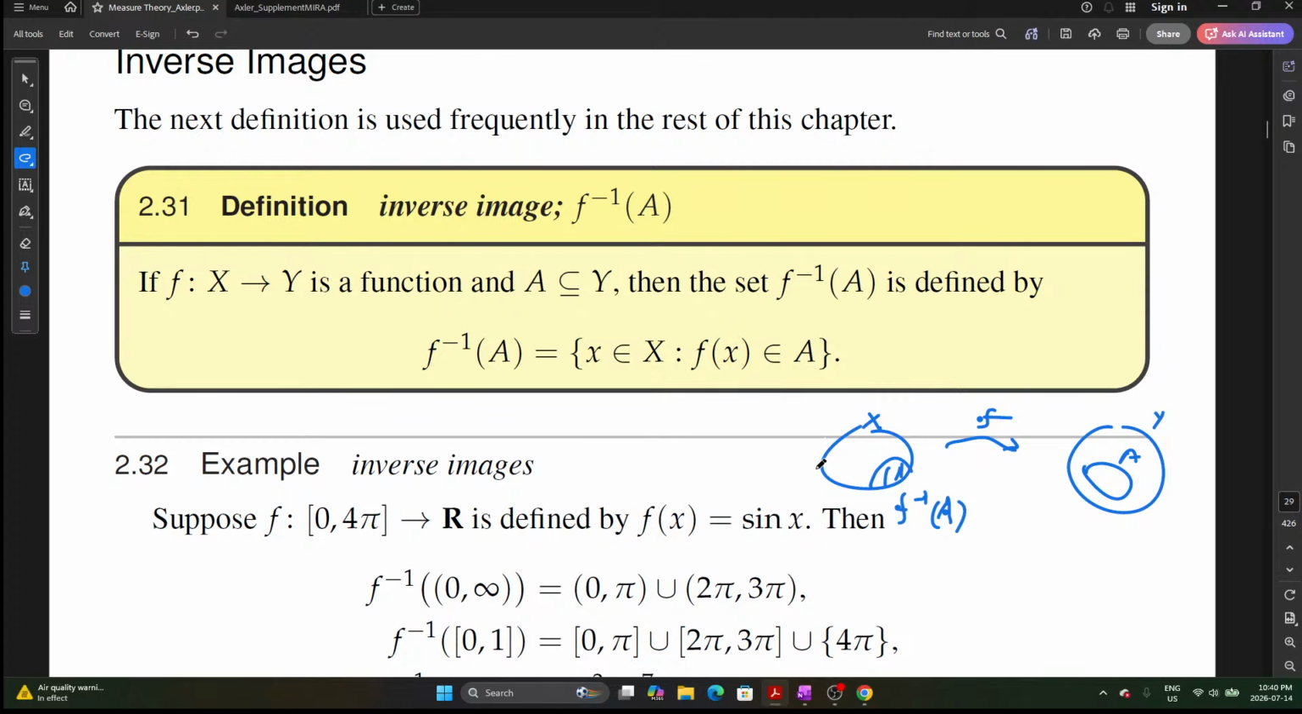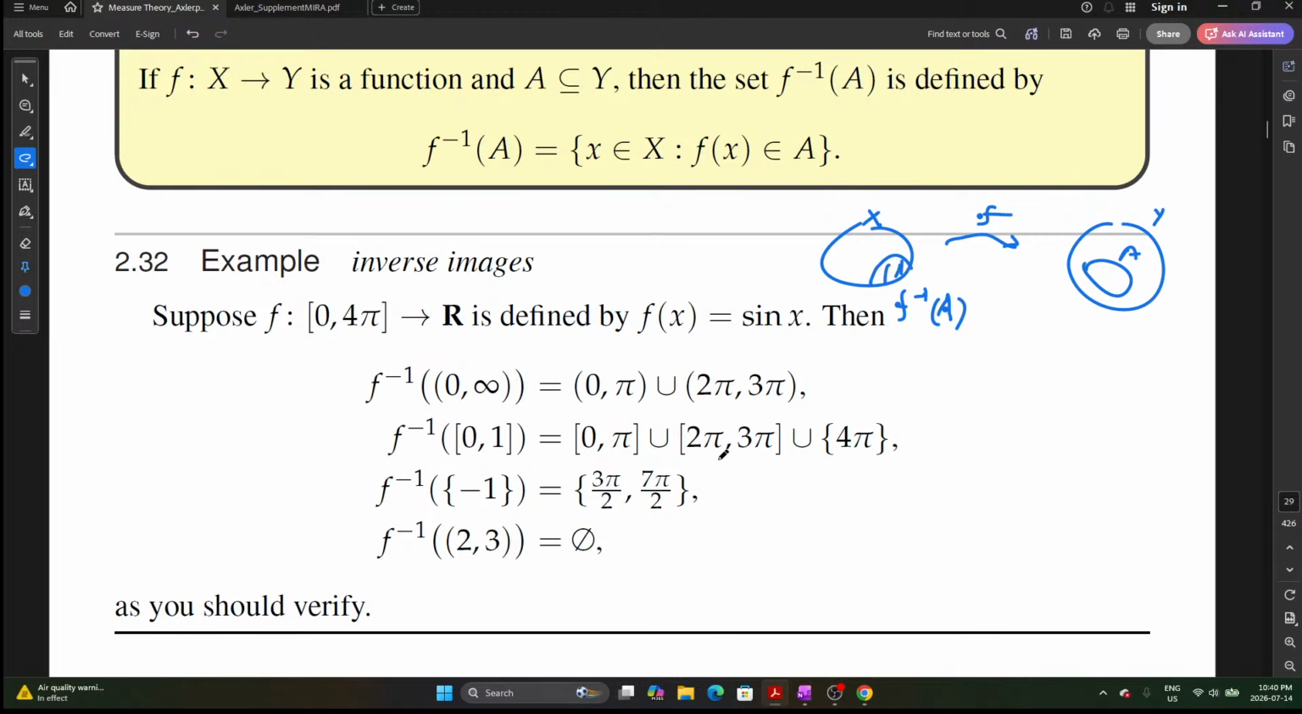Here are some simple examples. Consider the function f of x equals sine of x from 0 to 4 pi. Let's draw a diagram. This is first year stuff. 0 to 4 pi. So the inverse image of 0 to infinity consists of the values of x such that f of x is positive. So it's 0 to pi, this part here, union with 2 pi to 3 pi. Straight from the diagram.